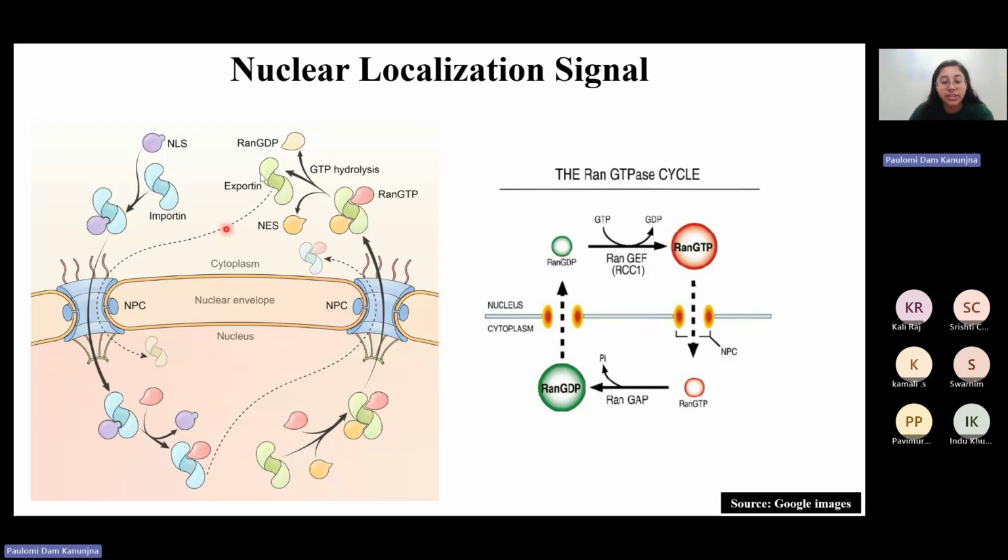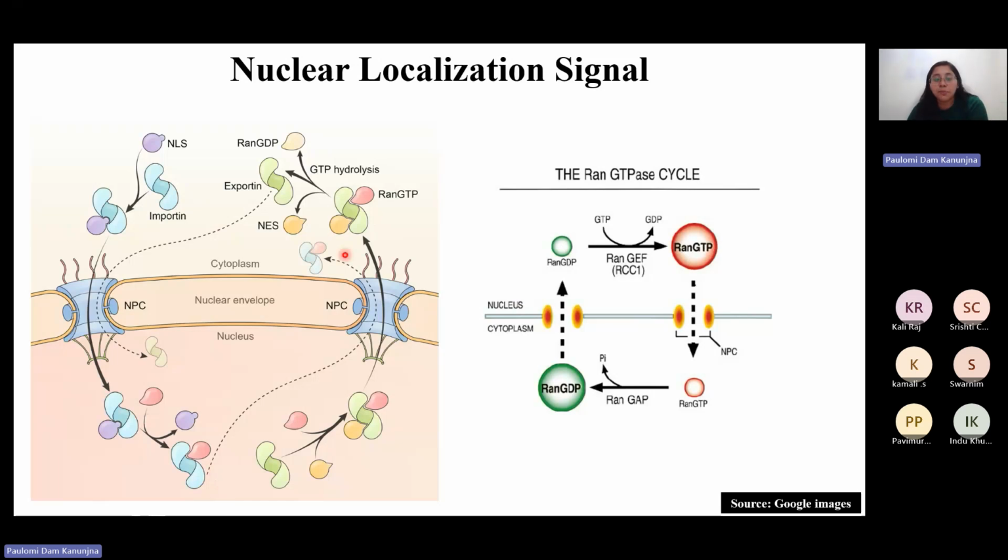So if there is RAN GTP which binds to the importin alpha, it gets hydrolyzed to RAN GDP in the cytoplasm, and the RAN GDP transports back into the nucleus and gets reloaded. So there is a cycle of RAN GTP and GDP that keeps taking place to maintain the concentration of RAN GTP inside, because you need that here for cargo release. That's how your RAN GTP works.